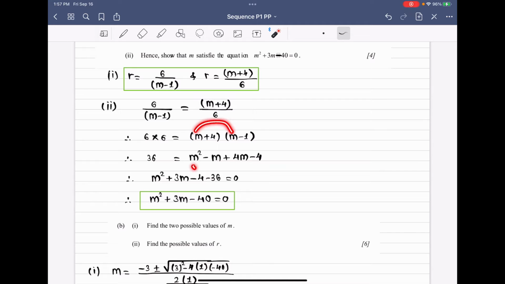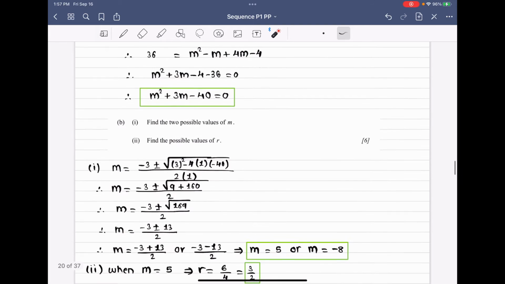m times m, m squared. m times minus 1 is negative m. 4 times m is plus 4m and 4 times minus 1 is negative 4. m squared as it is. Negative m plus 4m is 3m. Negative 4 and plus 36 on the other side becomes negative 36. m squared as it is, 3m as it is, negative 4, negative 36 is negative 40. So m squared plus 3m minus 40 is equal to 0. We satisfy the condition.